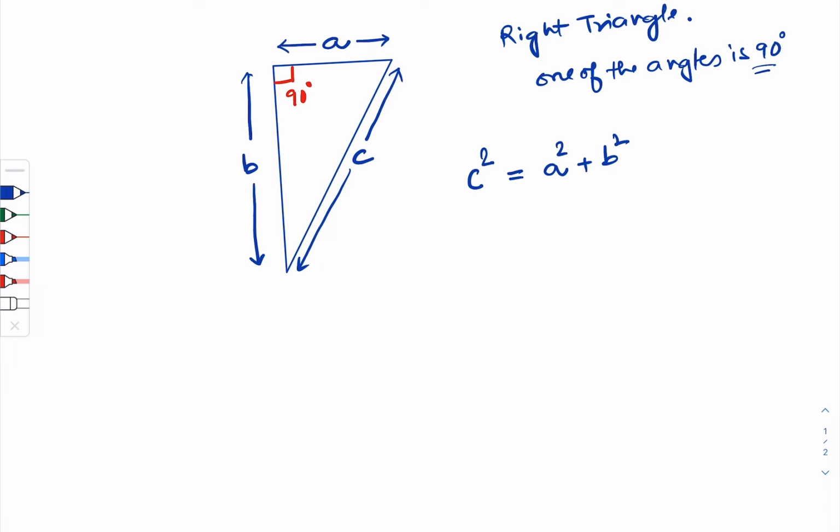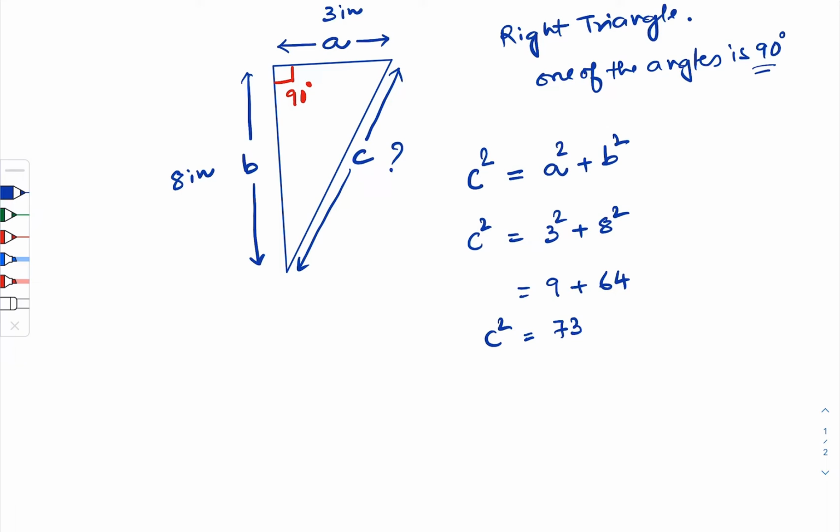So if I give you, let's say, for example, the length of A, so let's say the length of A is 3 inches. And I give you the length of B, let's say that's 8 inches. And I ask you what's the length of C, then you will use this formula to derive the length. So C squared is equal to 3 squared plus 8 squared, which is 9 plus 64. If I add those together, I get 73. So C squared is equal to 73.